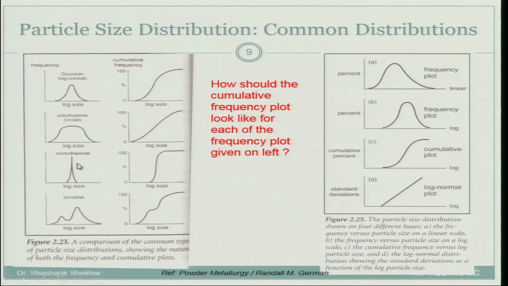On the other hand, when your distribution is very narrow, like in this particular case, which is also called a monodispersed distribution, then this becomes more like a step function. Most of the data would lie within this. So, it starts from 0 and reaches 100% very soon.